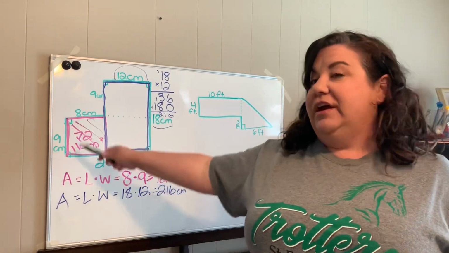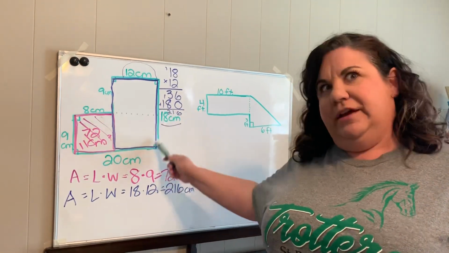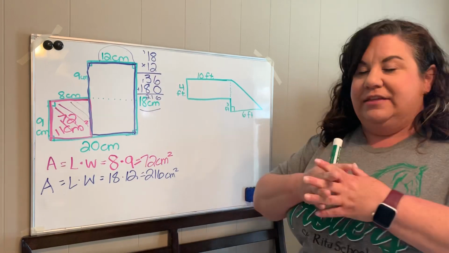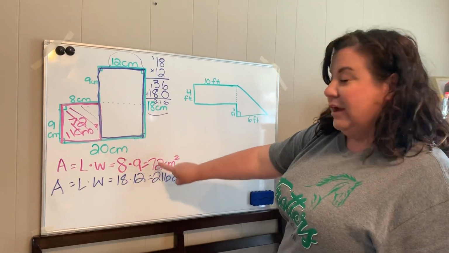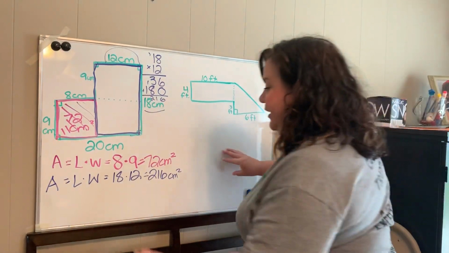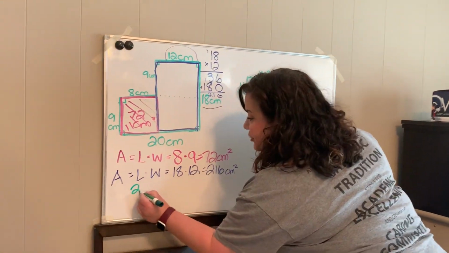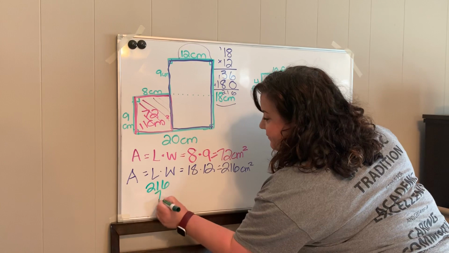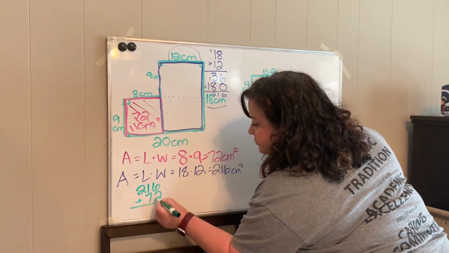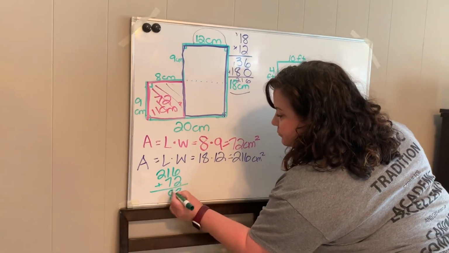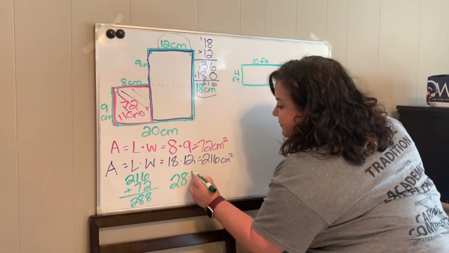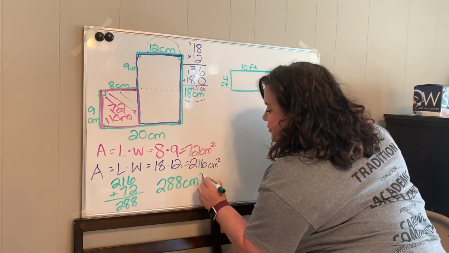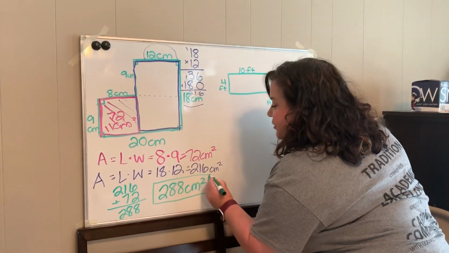Once I find the area of this one, find the area of this one, now I add them together and I get a total area. So now I will use these two smaller areas and I do 216 plus 72, and I get 288 centimeters squared, or square centimeters.